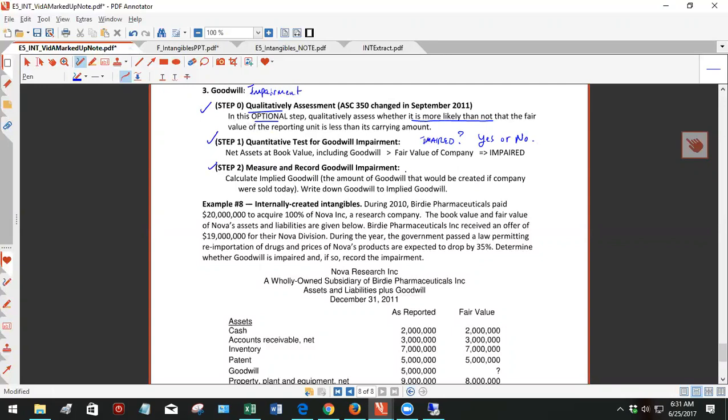And one of the things that makes it a little tricky is unlike, let's say, for limited life assets where you were given the fair value on the measure of the impairment loss, here you have to calculate it, okay? So you're gonna calculate this implied value of goodwill, or implied goodwill value. It's an estimate of what goodwill is today.